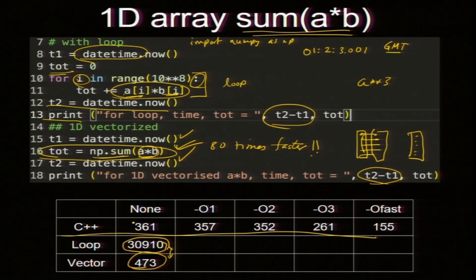Now, just look at C. I am going to do it later, but I thought in the table I will put that number. C without any optimization takes 361 milliseconds, and with different optimization you get other numbers. 155 is with the O fast option, and Python is roughly a similar number. Well, 155 is around 3 times faster, right.